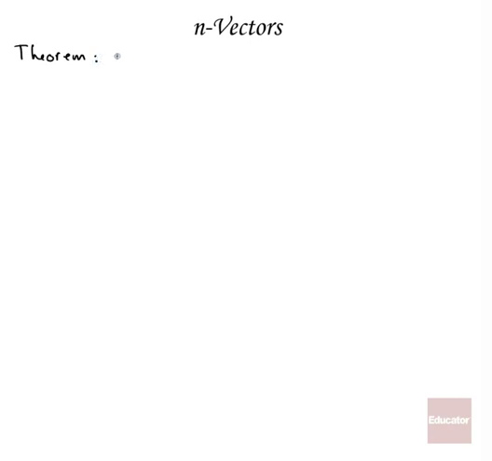So we will let u, v, w be n-vectors, or vectors in n-space. We also talk about it that way. So 3-vectors are vectors in 3-space.